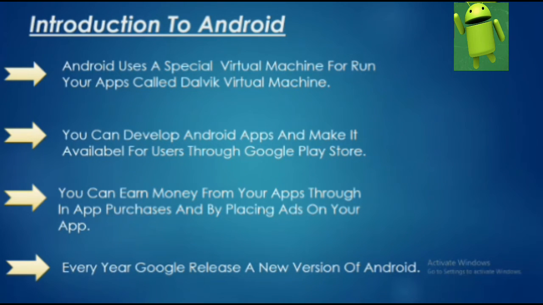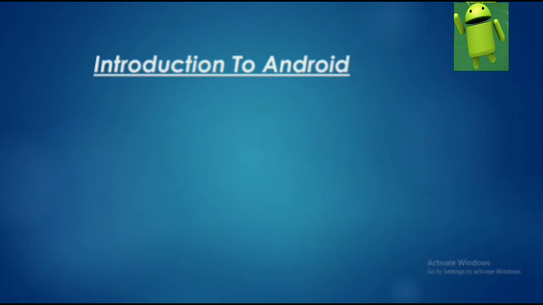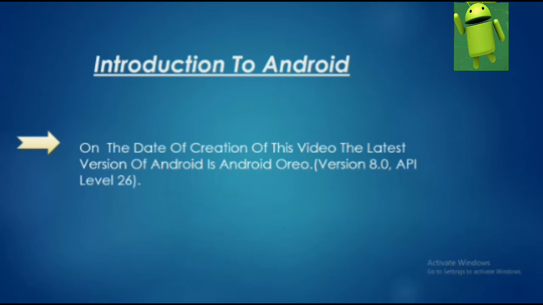Every year Google releases a new version of Android. On the date of creation of this video, the latest version of Android is Android Oreo, version 8.0, API level 26.